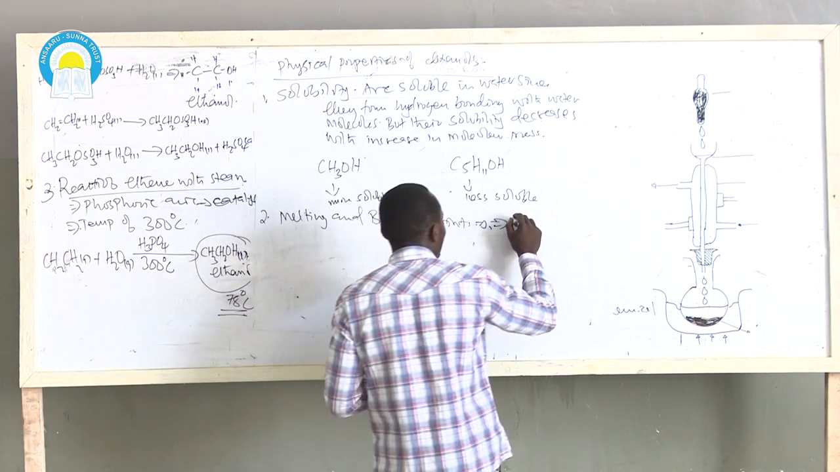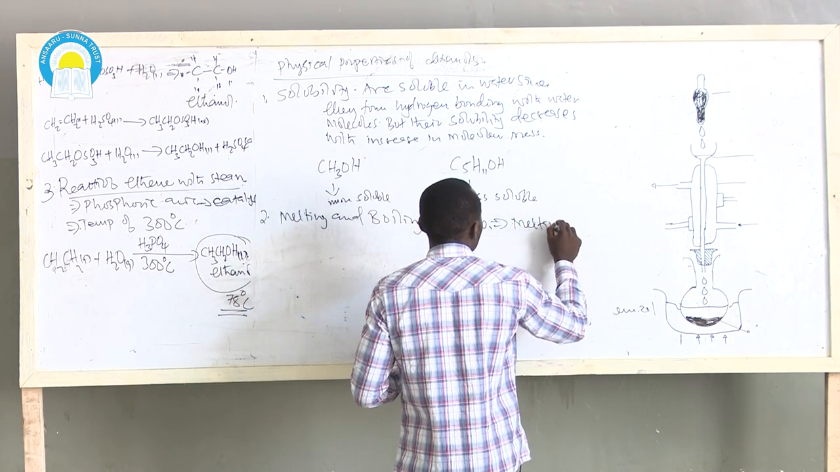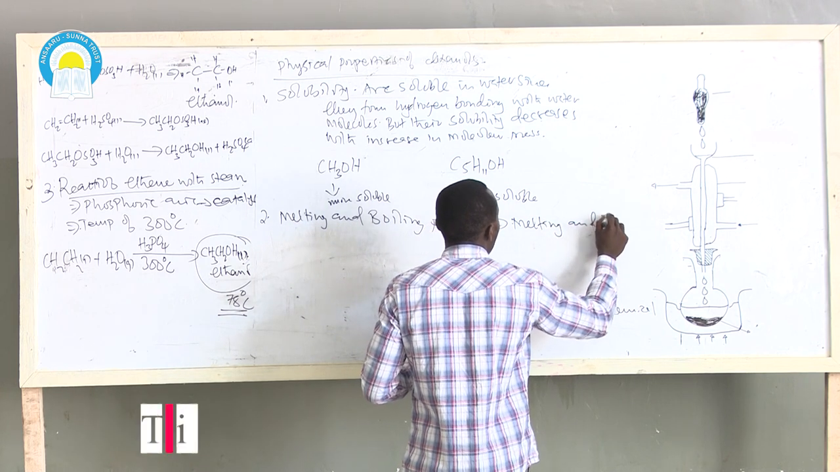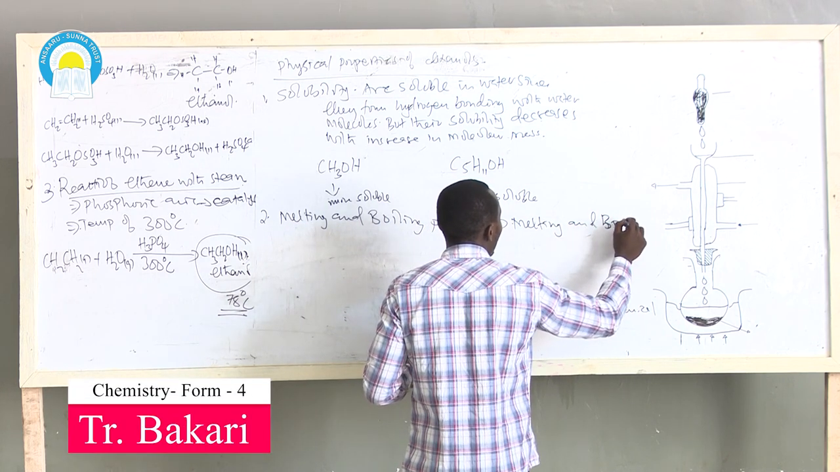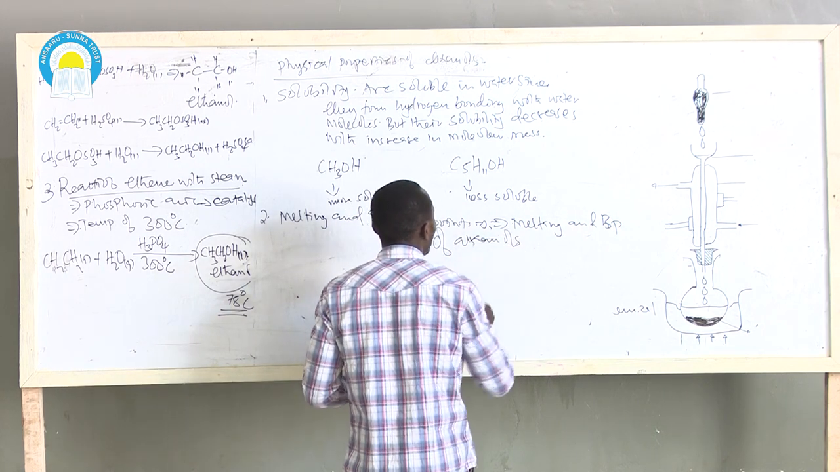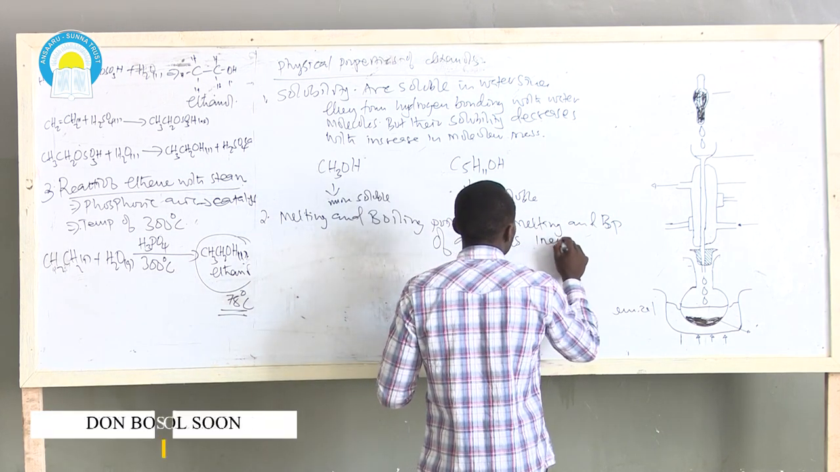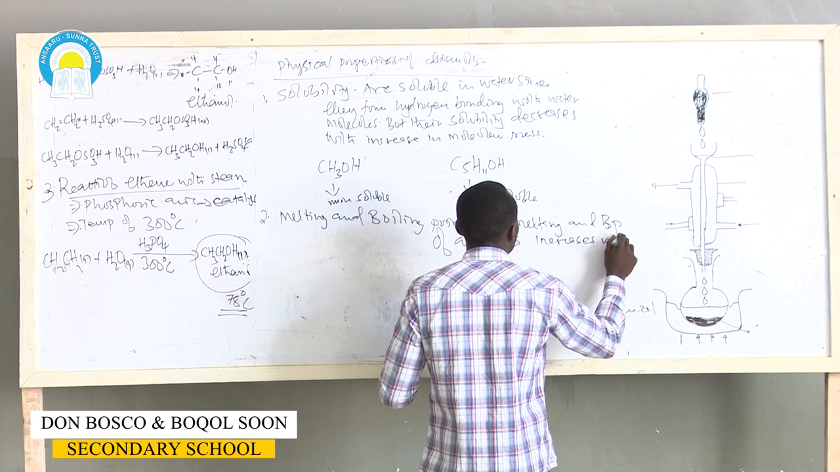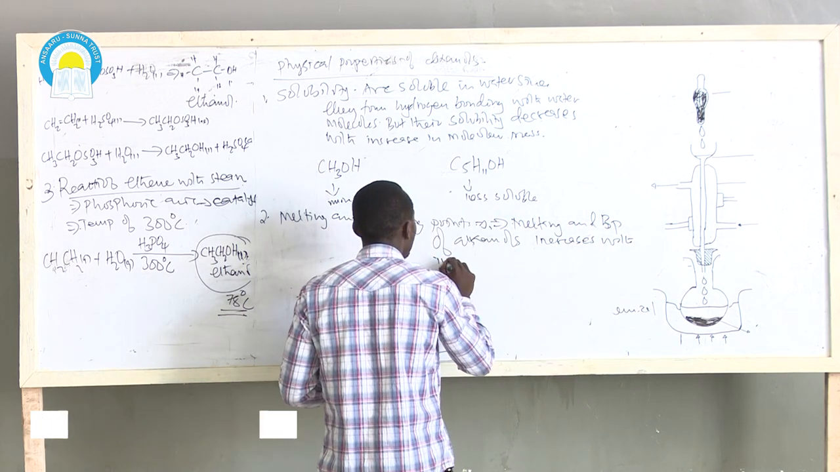So we say that melting and boiling points of alkanols increases with increase in molecular mass.